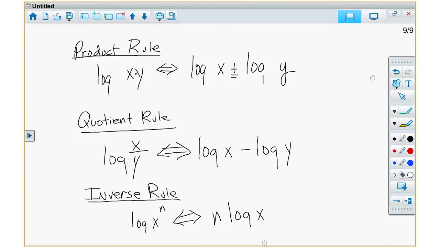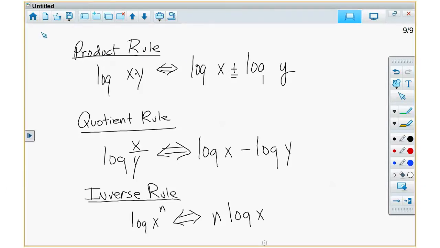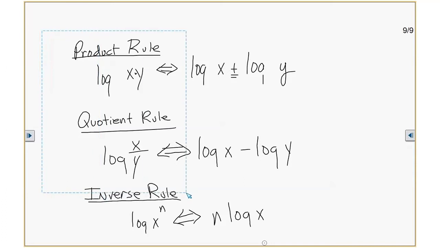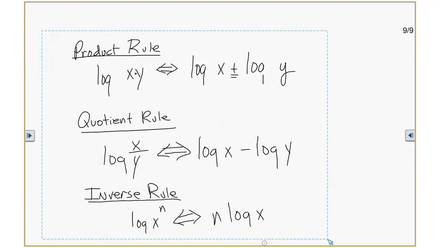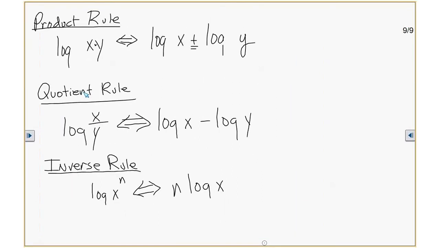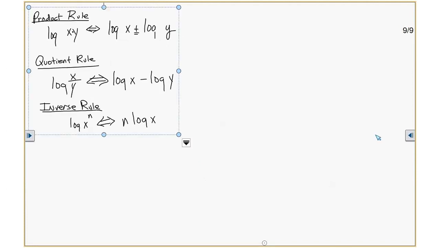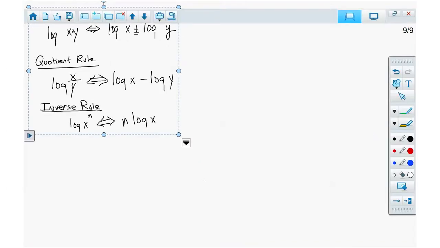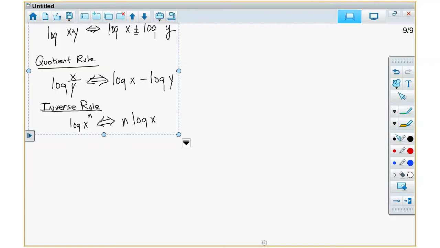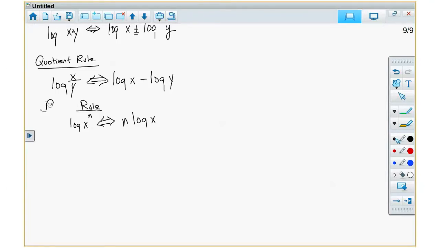Oh, I'm sorry. Power rule. I don't know why I did that. Let me change that. It's not inverse rule. It's power rule. Sorry. All right. Thanks for mentioning that.